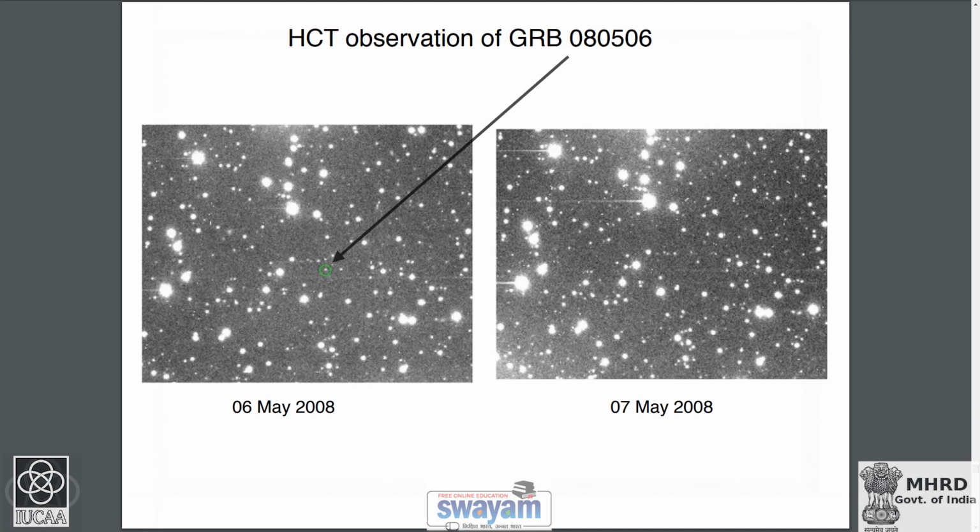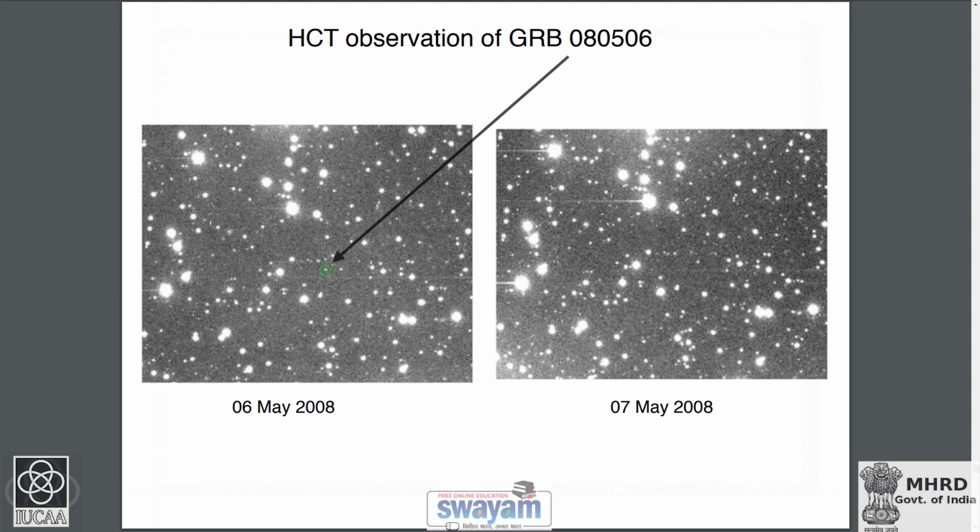These gamma ray bursts are named as GRB 08. This corresponds to the gamma ray burst 080506. The first two numbers represent the year, the second two numbers represent the month, and the last two numbers represent the day. So, this gamma ray burst happened on 6th May 2008. Here I show two images of the same region of the sky, one taken on 6th May and the other taken on 7th May.